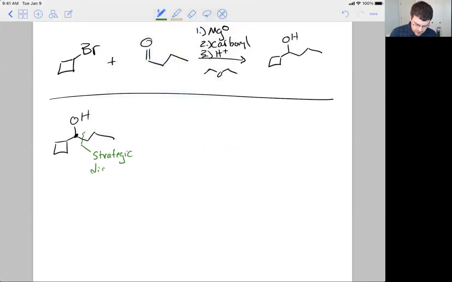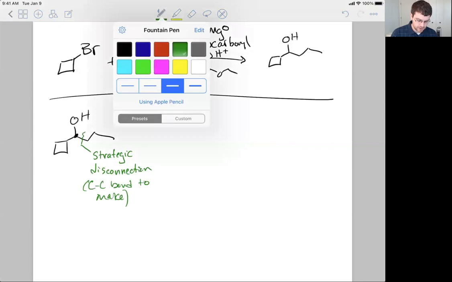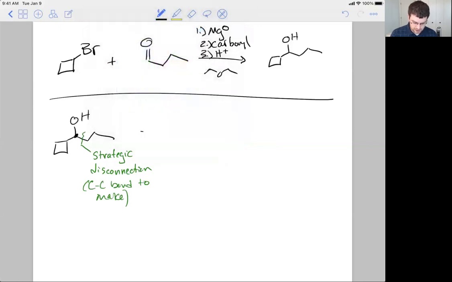And remember, strategic disconnection is just us saying this is the CC bond to make. So I'm going to make that CC bond instead of the other one by way of a Grignard reaction. To do that, I'm going to rely on retrosynthetic analysis to tell me what my combination of Grignard reagent and haloalkane should be. So what we have here is kind of 2 halves of our molecule.